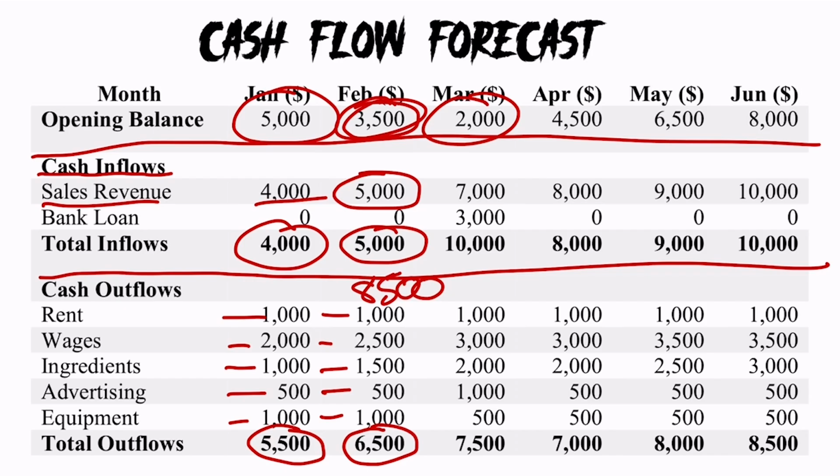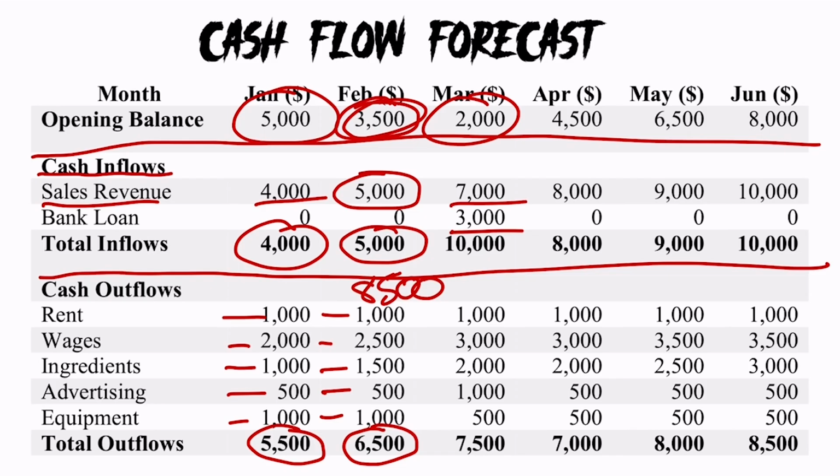Cash inflows, we had sales revenue of $7,000 plus a bank loan. Now, you may be wondering, Sir, why are we putting the bank loan into the cash inflows? That's a debt. We need to pay that back. Yes, that's true. But for now, we're putting it into our account. So that's why it's technically counted as a cash inflow.